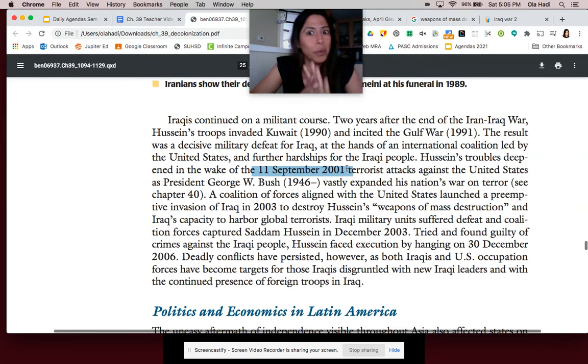This was an attack that was not perpetrated by Iraq. There was no connection between Al-Qaeda and Iraq, but this was used as a justification for a preemptive war against Iraq to oust Saddam Hussein by George W. Bush as part of the War on Terror. And this is really controversial.